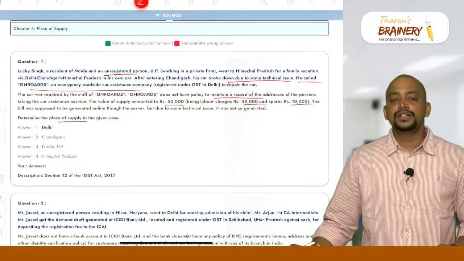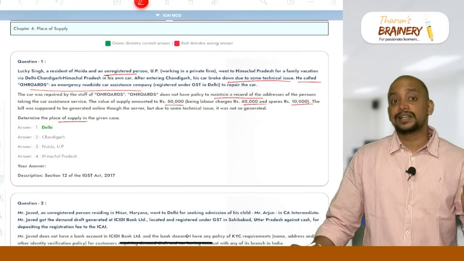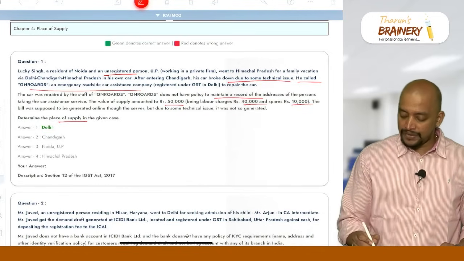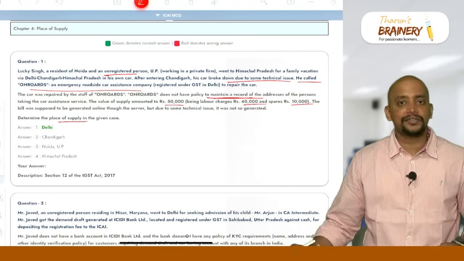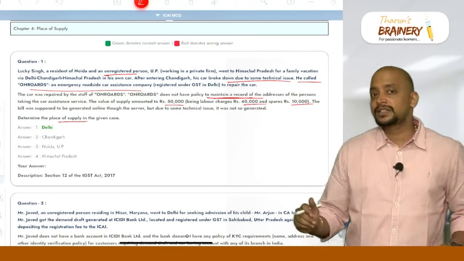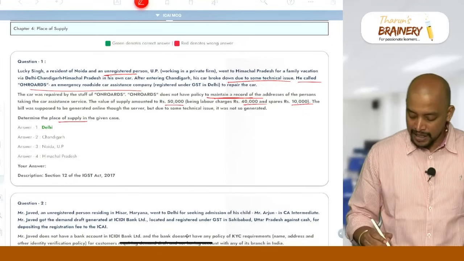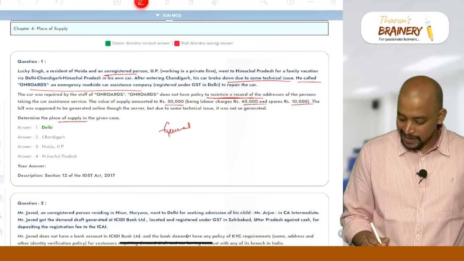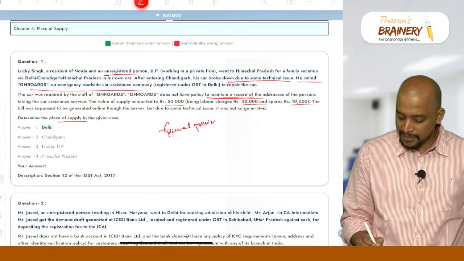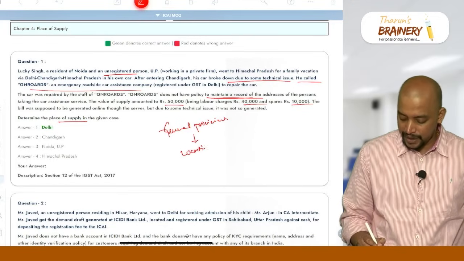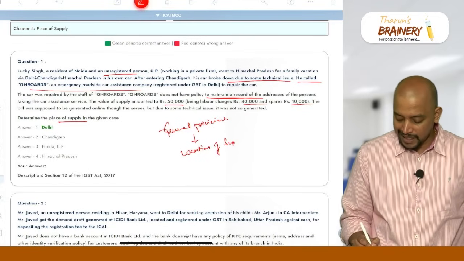And B2C, location of recipient in the records of the supplier, no. So they have the policy of not maintaining any record of the address of the recipient. So which means that location of supplier will be taken. So general provisions we need to determine, and so location of supplier will be taken as the place of supply.